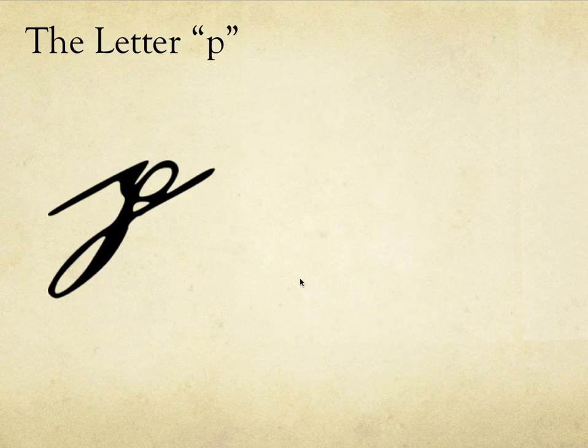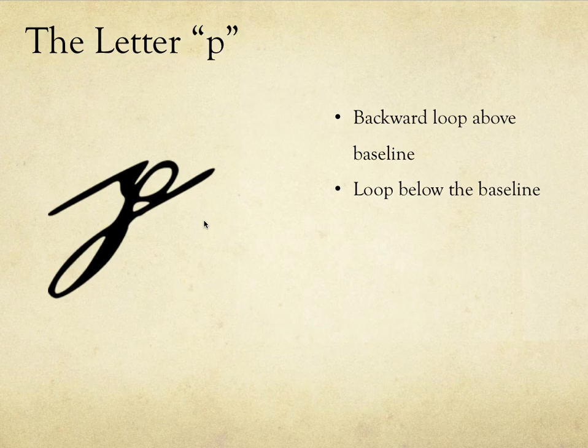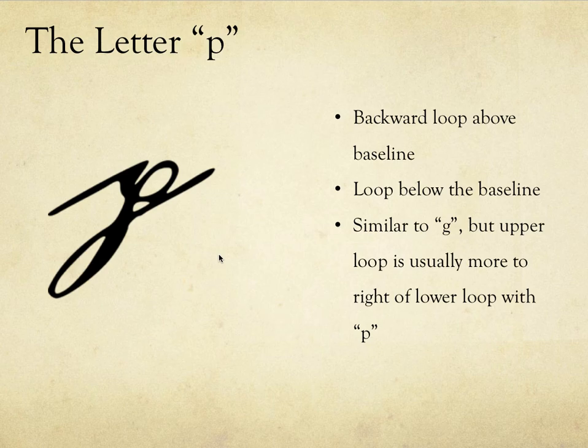Now here's our P. You'll remember how I said that the P and the G can sometimes be confused. A P, however, has this backward loop above the baseline. It also has a loop below the baseline, similar to our G. The way that you can tell them apart is that the upper loop should be more to the right of the lower loop with a P. With a G, you'll remember, the loop is over here. A P, the loop should be more to the right.